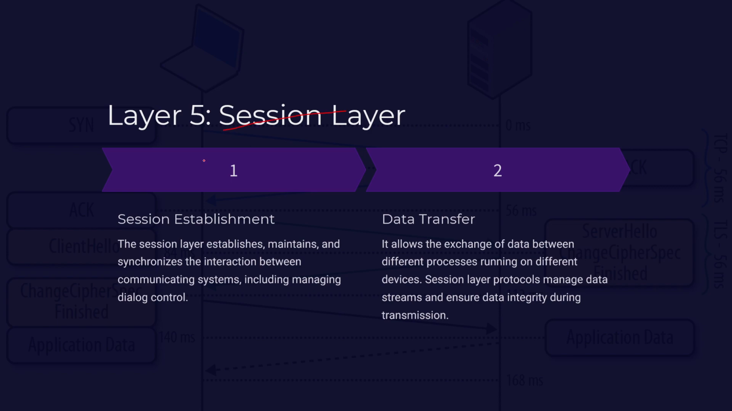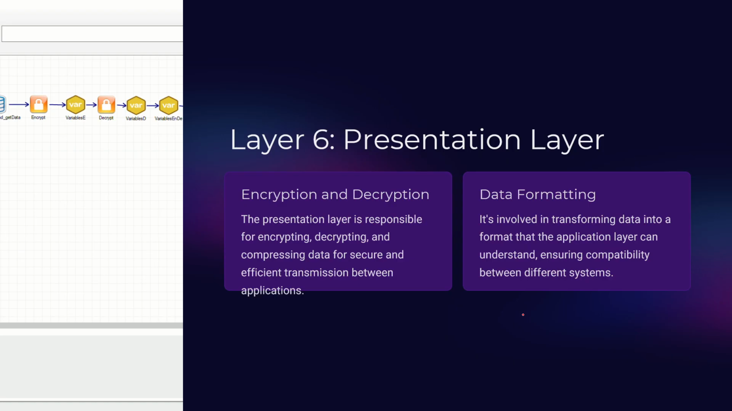Session layer: establishment of session and data transfer. The session layer establishes and maintains the synchronization and the interaction between the communicating systems, including managing dialogue control. Data transfer allows the exchange of data between different processes running on different devices. Session layer protocols basically manage the data streams and also ensure data integrity during the transmission. So that's how data transfer basically works.